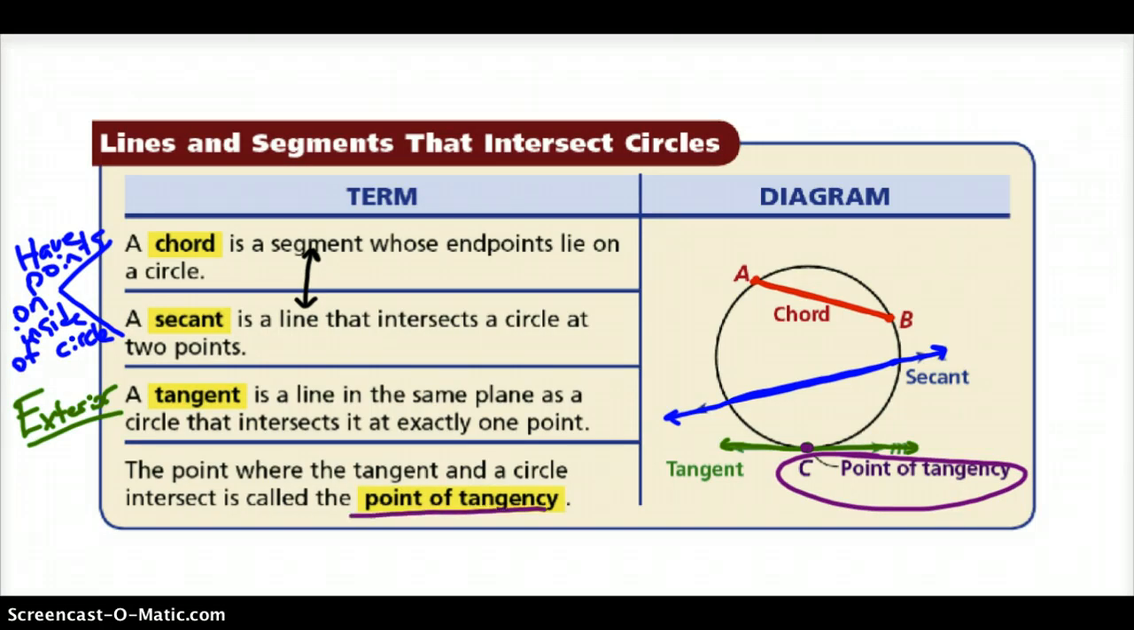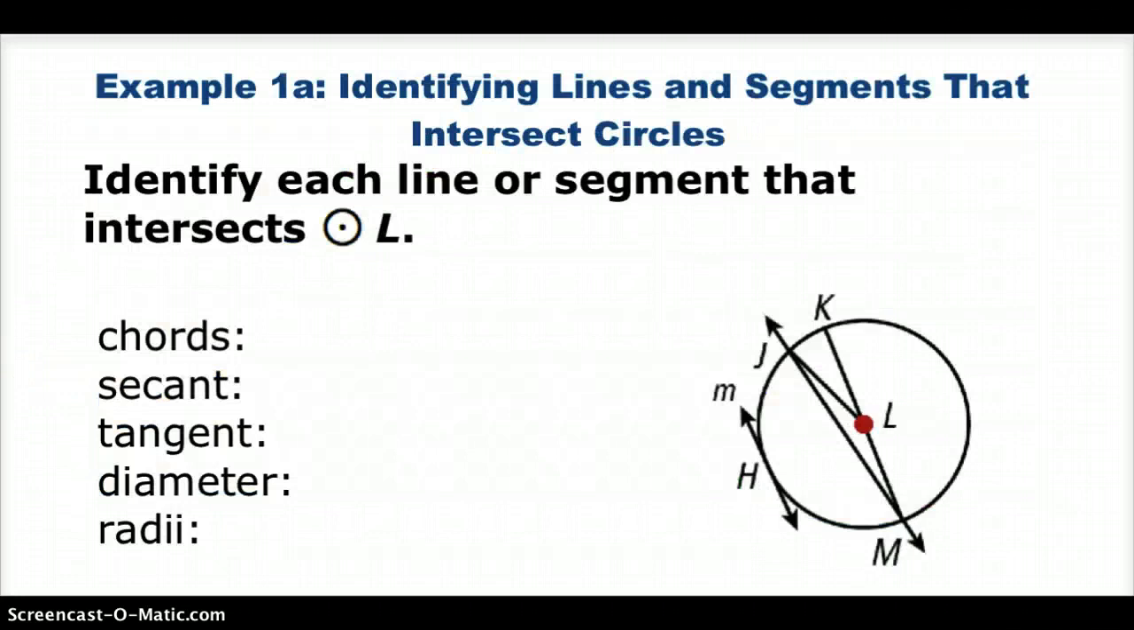Moving forward, let's look at a couple examples. It says identify the line or segment that intersects circle L. So we want to look for all of the chords in this particular diagram. Remember, a chord is just a segment that connects 2 points on a circle, so again, that has to be inside.